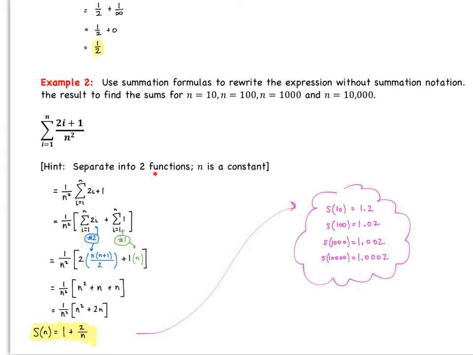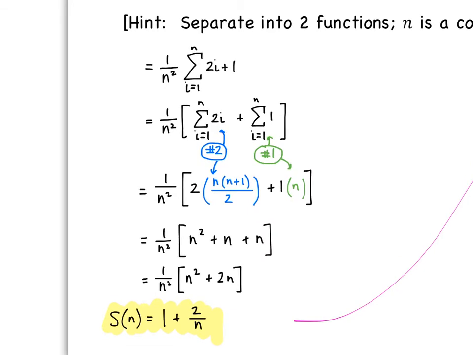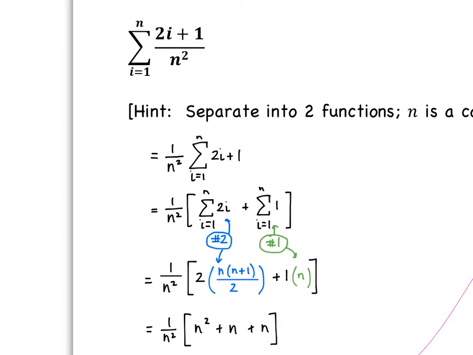So I gave you a hint. Let's separate this into 2 functions. One thing to keep in mind, n is a constant, okay? So I'm going to zoom in here so we can talk about that. So since n is a constant, I factored that out, okay? So here's our original, and you can see that I factored 1 over n squared out because, again, n is a constant. So we're left with the sum from i equals 1 to n of 2i plus 1.